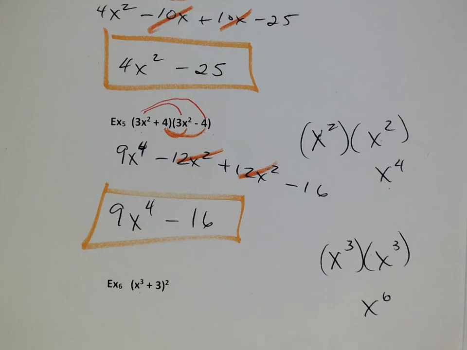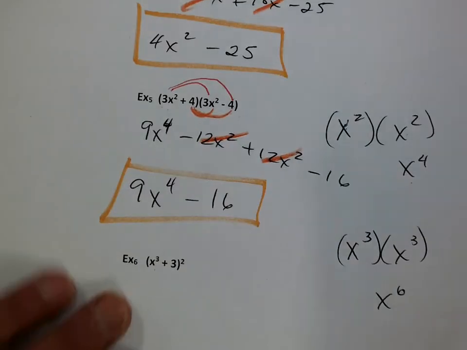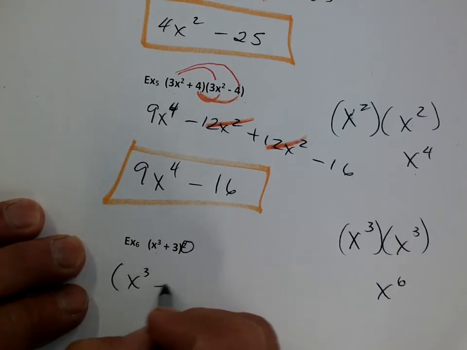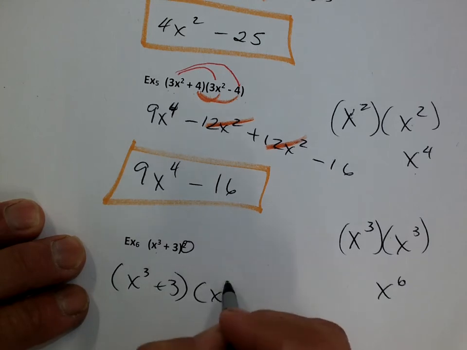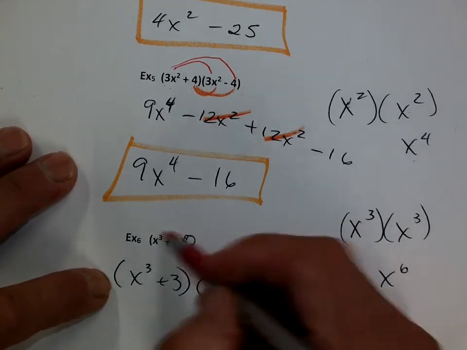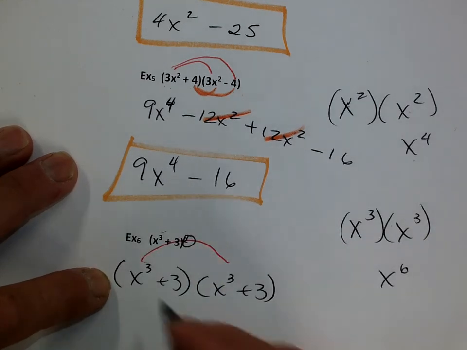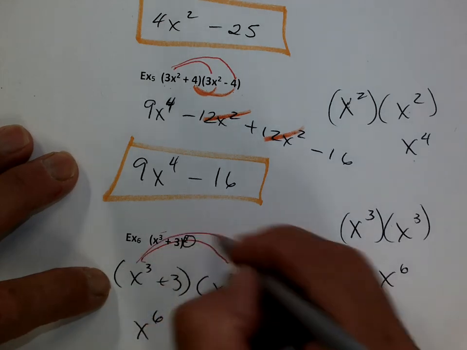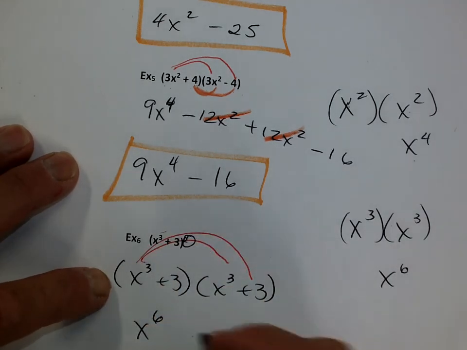Okay, I'm back. I had to talk to Mr. Stubbs. So we'll finish up, and I'll rewrite this twice because it's the quantity squared. X cubed plus 3, x cubed plus 3, and we'll do the same thing. x cubed times x cubed is an x to the 6. We add exponents. X cubed times 3 is a 3x cubed.